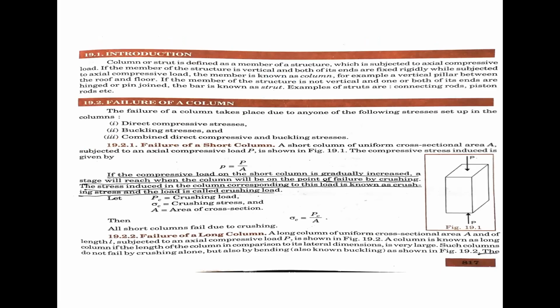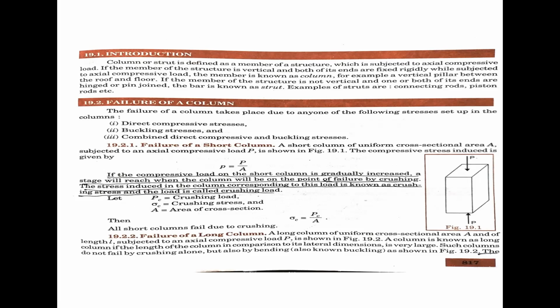Introduction for columns. A column or a strut is defined as a member of a structure which is subjected to axial compressive load. If the member of the structure is vertical and both of its ends are fixed rigidly while subjected to axial compressive load, the member is known as a column.